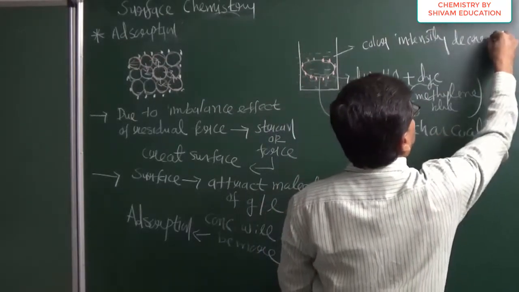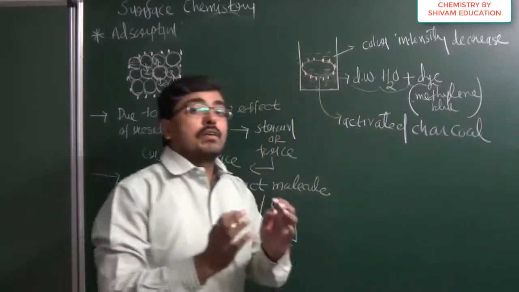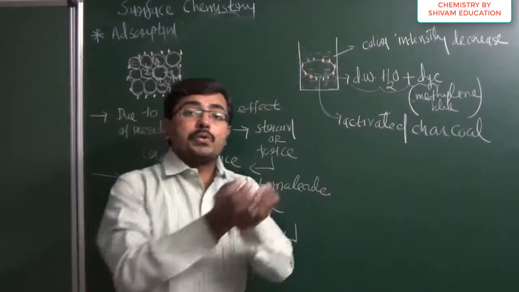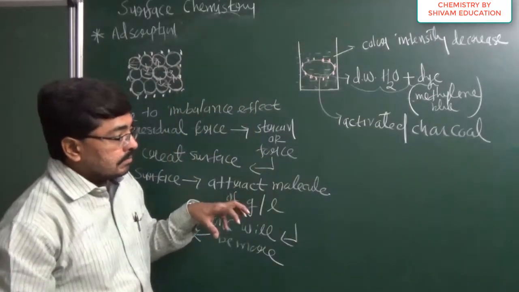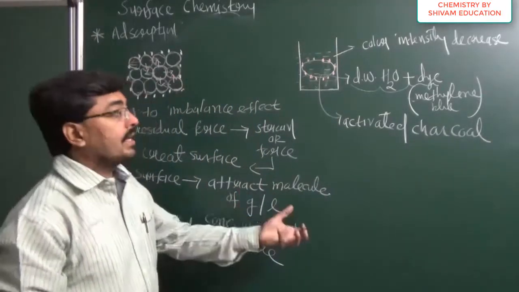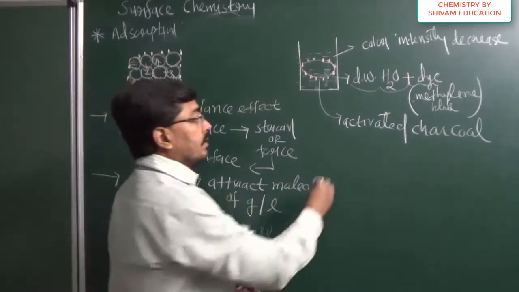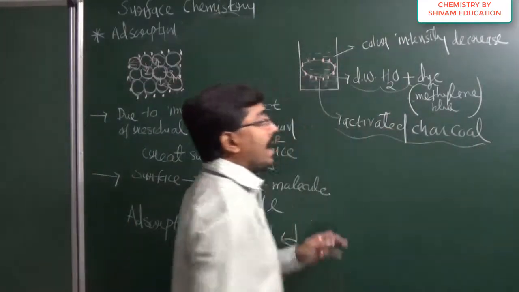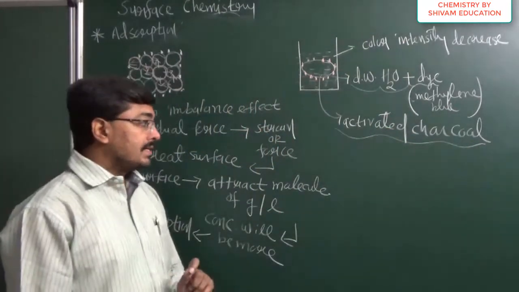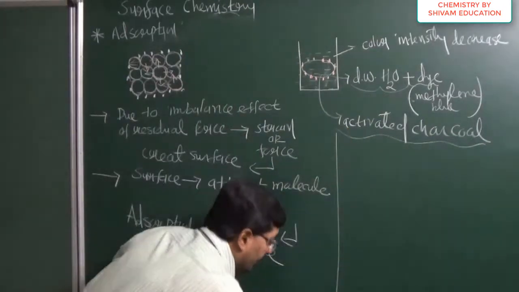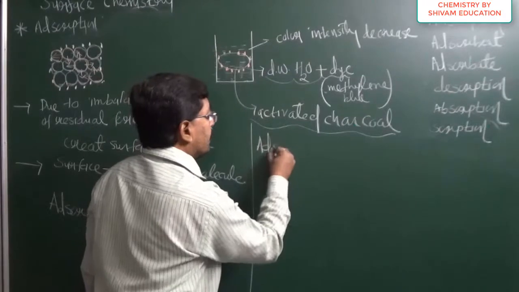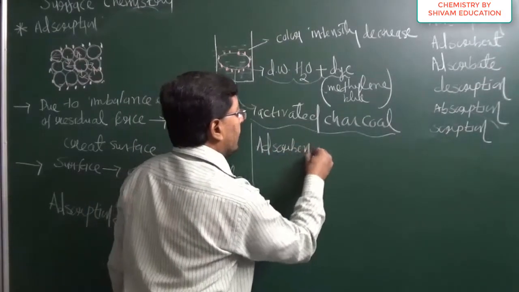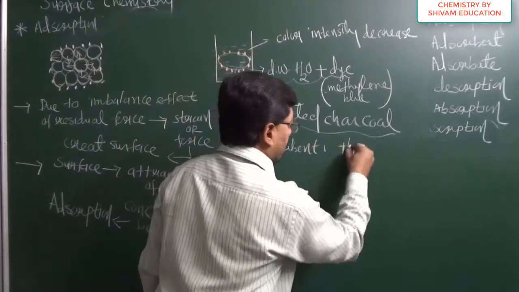Now this decrease in intensity of color is due to adsorption. So, activated charcoal here, whatever we have taken on this surface, adsorption occurs. So we can define another definition. It is of adsorbent. What is adsorbent? The solid on which adsorption occurs.